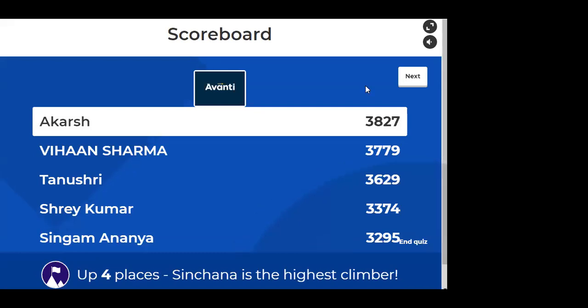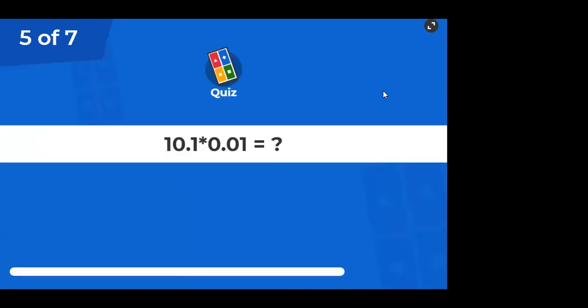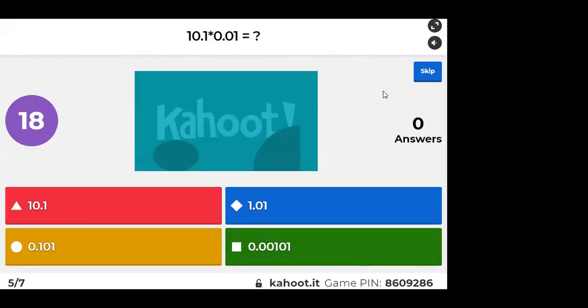Next. Very good. Now, let us see how many of you can solve this. 10.1 into 0.01. I will keep on teaching this simple concept with the Kahoot. You should note it down. You should note all the concept problems of Kahoot. Time is very less in this, I guess. No issues.